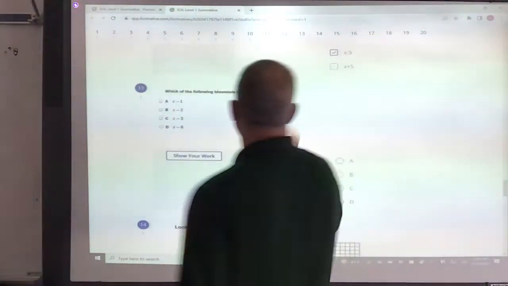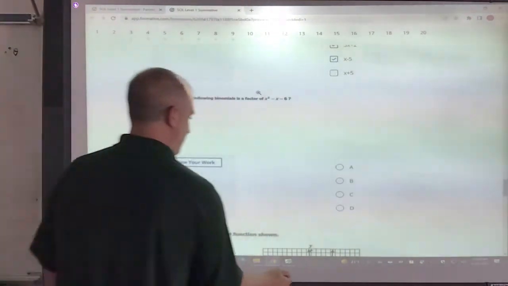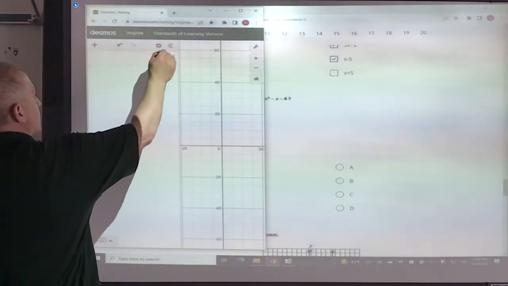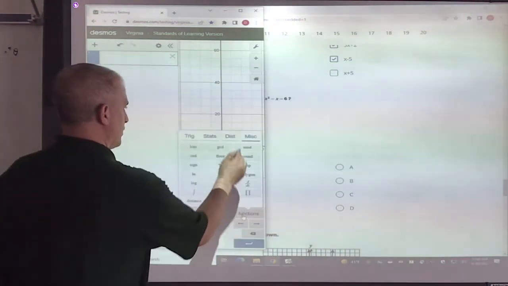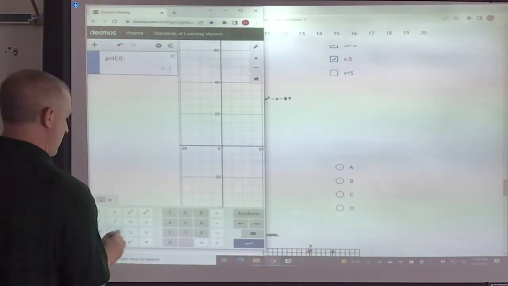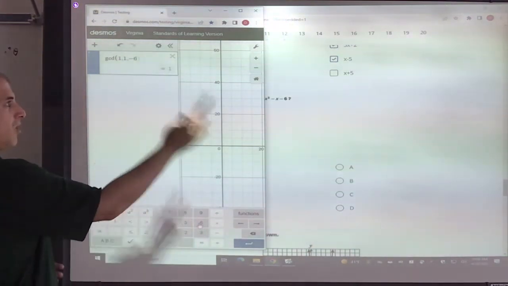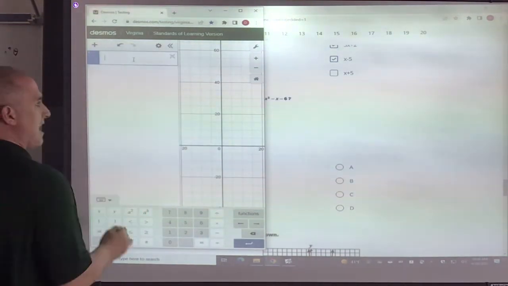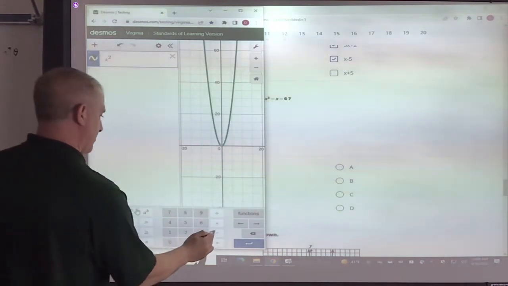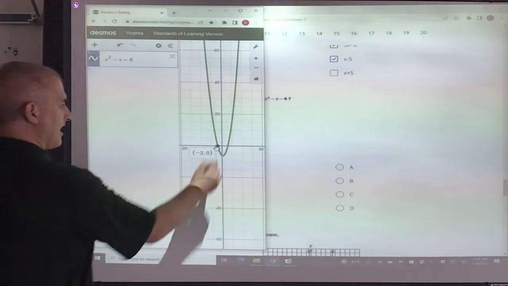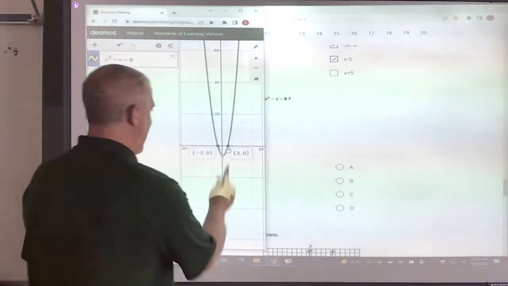I got to try to find the factors of that, all right? So what I'm going to do is try that GCF first. Functions, GCD, I got 1, I got negative 6. That's 1, so there is no GCD, so I want to graph that. X squared minus x minus 6. All right, I got solutions at negative 2 and a solution at 3.